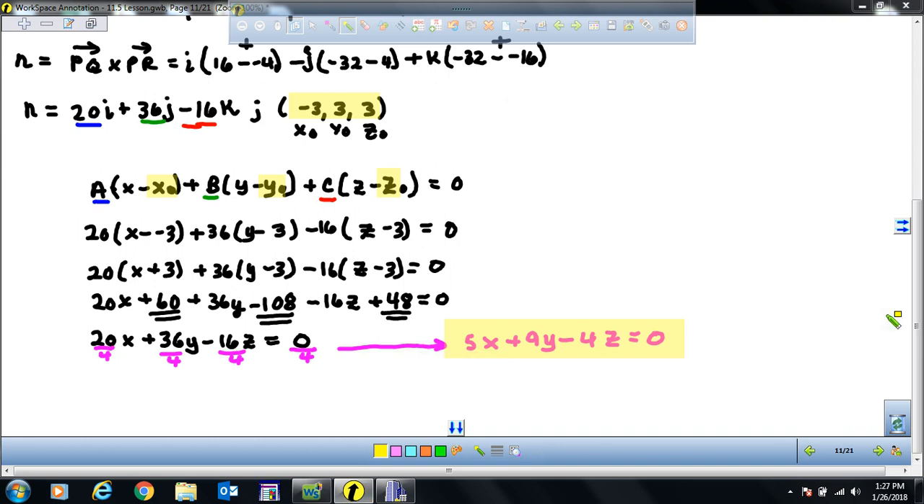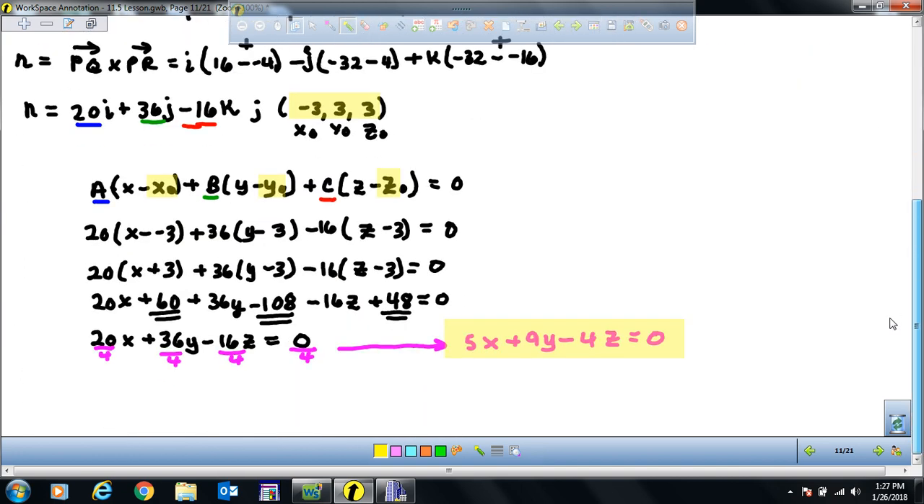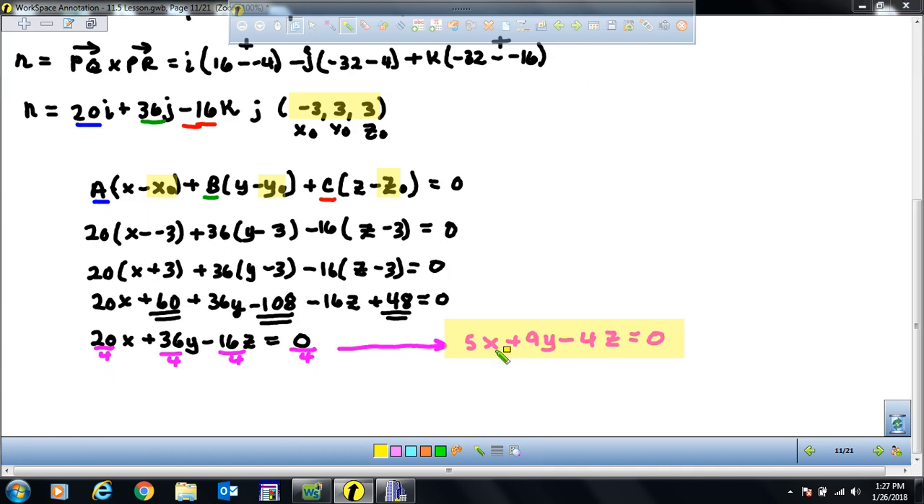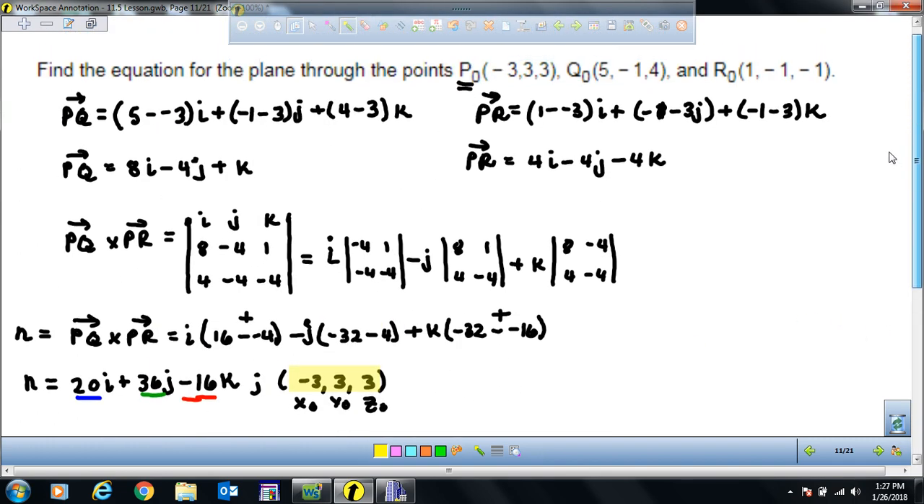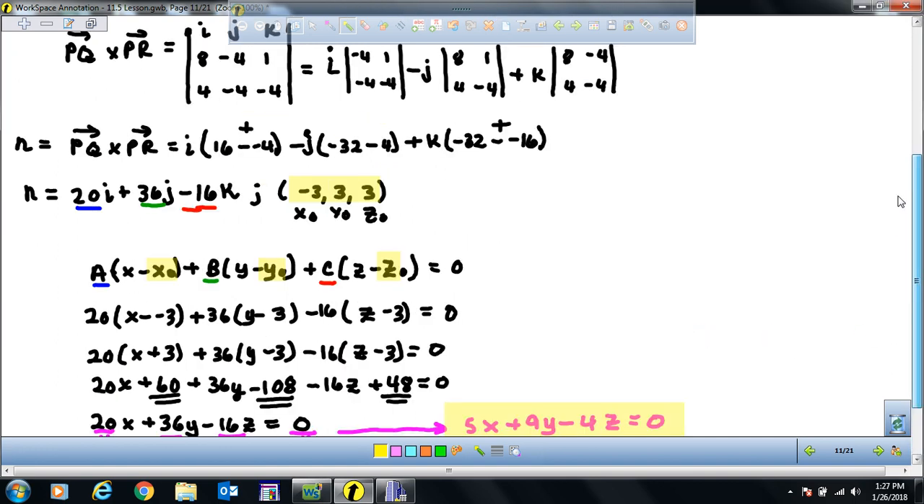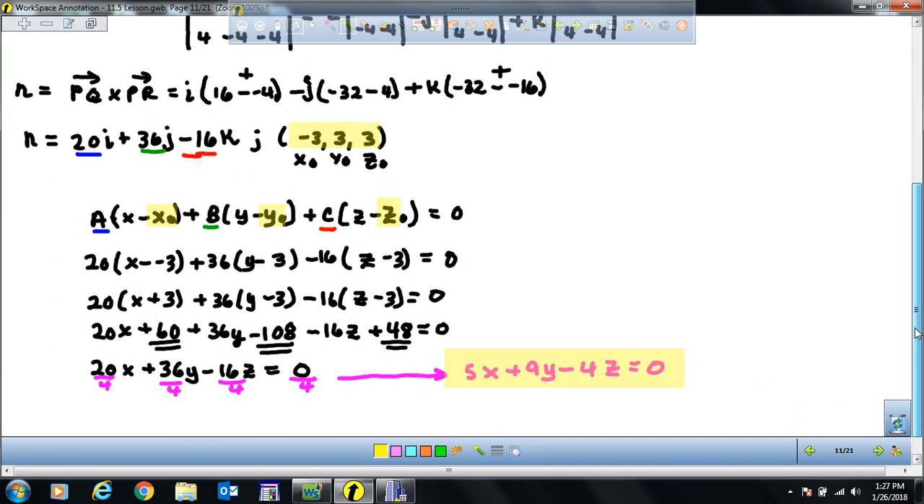As an example, if I substitute the given points into the equation, you should see that they equal 0, so they satisfy the equation of the plane. If I substitute negative 3, 3, and 3, which is point P, back into the equation, that's negative 15 plus 27 is 12, minus 12, it's going to give you 0. If you do the same thing with points Q and R, you should get the same thing, also 0. For example, point R, 1, negative 1, negative 1: that will be 5 minus 9 is negative 4, plus 4, it's going to give you 0.